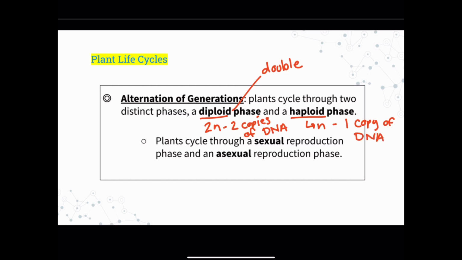Okay, this gets a little complicated, but I'm going to show y'all a video to hopefully break it down. Plants cycle through sexual reproduction and an asexual reproduction phase. So oftentimes you've heard me say, oh, plants reproduce asexually, but I've also said yes to students that say, do plants reproduce sexually? And it's because they actually do both.